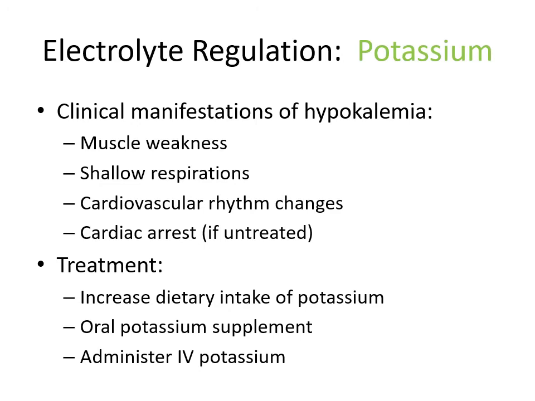So the clinical manifestations of hypokalemia, we've got muscle weakness, shallow respirations, cardiovascular rhythm changes, and cardiac arrest if left untreated. And so the treatment is to increase our intake of potassium. So we do have oral potassium supplements, and they taste atrocious. But they look kind of like those little creamers that you see at breakfast joints, where you just peel off the cap and take a shot of it. But these are potassium, and they are incredibly, I say salty tasting, but it's potassium, it's not sodium. And they taste awful. They have horrible compliance. And then our other option is that we can administer IV potassium.